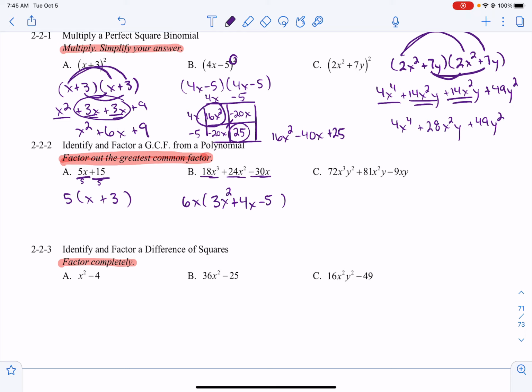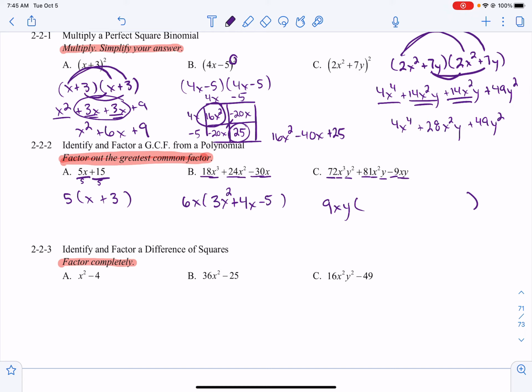All right. Part C, I'm factoring out the greatest common factor again. So 72, 81, and 9. 9 goes into all of those. X cubed, x squared, and x. I'm only going to be able to pull out an x. And then y squared, y, and y. Again, I'm only going to be able to pull out a y. Because the second and third term don't have a y squared. So I can't take a y squared away from them because they don't have one to take away.